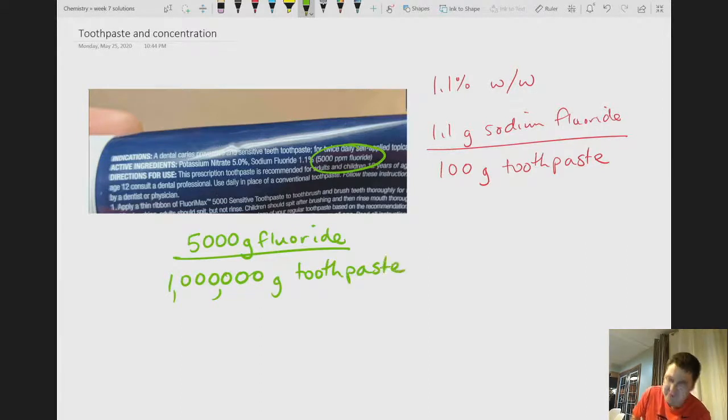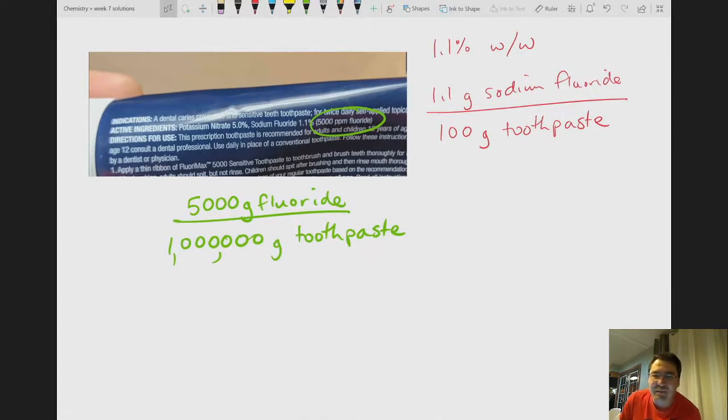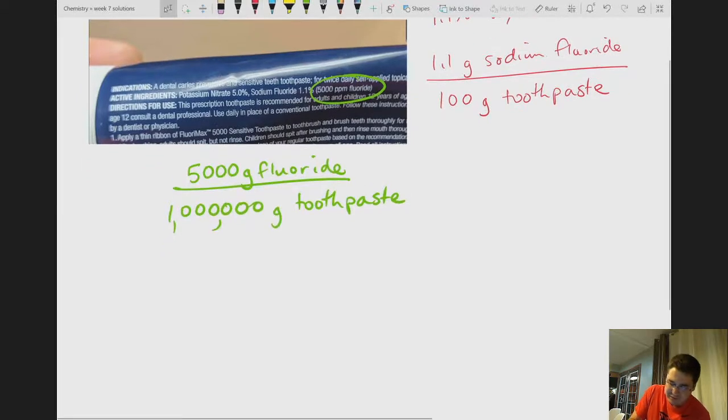So a ppm is very similar to a percent, but instead of being out of 100, it's out of 1 million. So it's a good way to express small concentrations. So 5,000 out of a million grams of toothpaste are fluoride. We're never going to use a million grams of toothpaste in our entire lifetime. But if you wanted to deal in a smaller quantity, you could take this down to 1 gram.